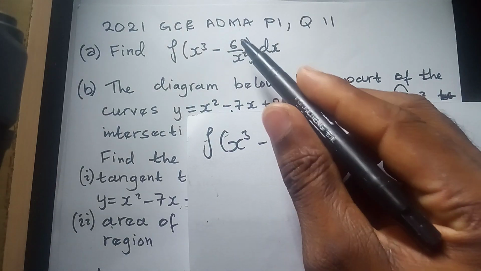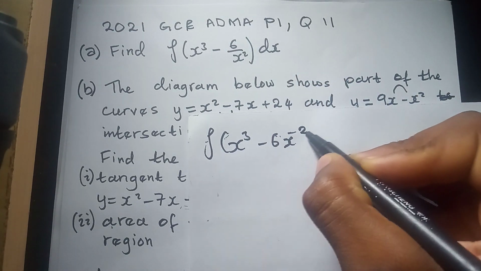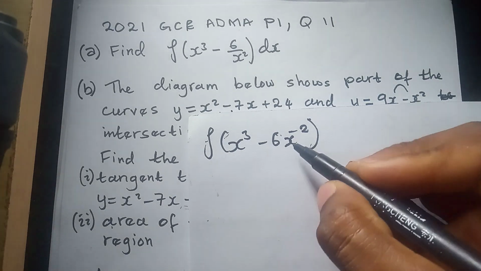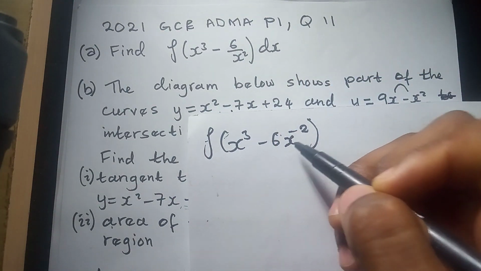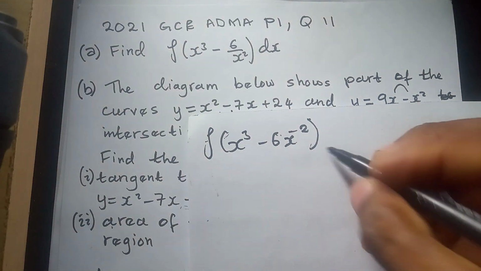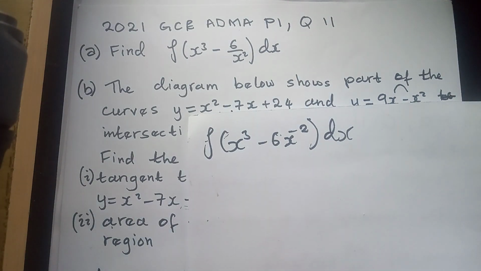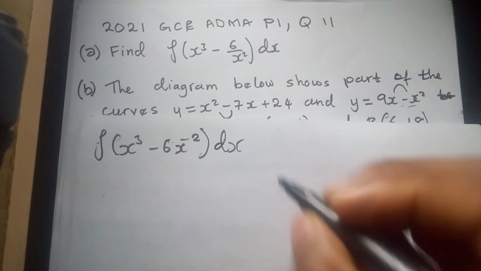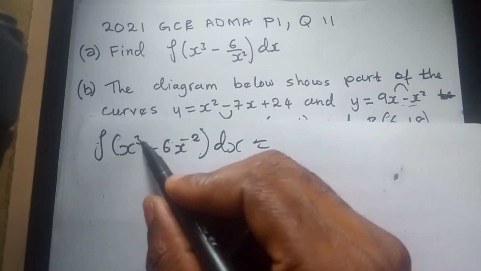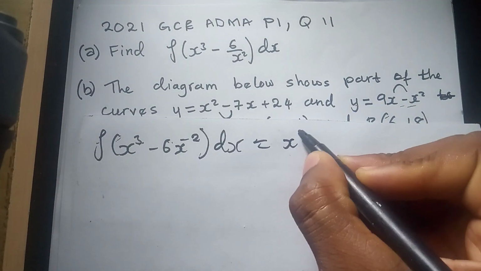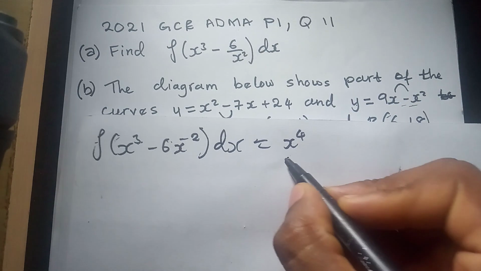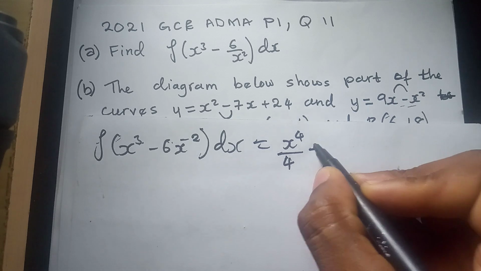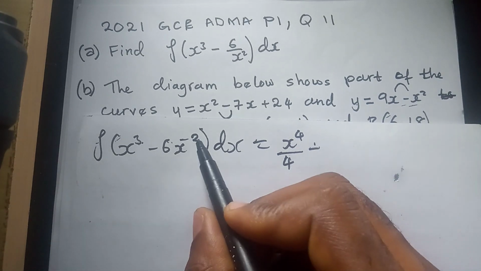So instead of writing 6 over x squared, you can just write it as 6 times x to the power negative 2, writing it as a numerator. So now to integrate this, you just add the 1 to the power so that you have a 4 and divide by the new power, which is 4, and then minus.